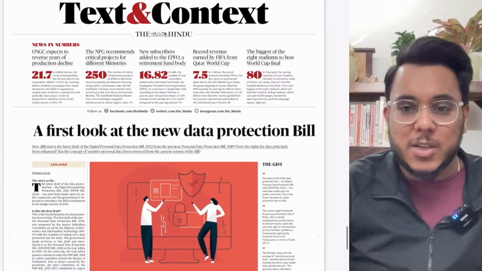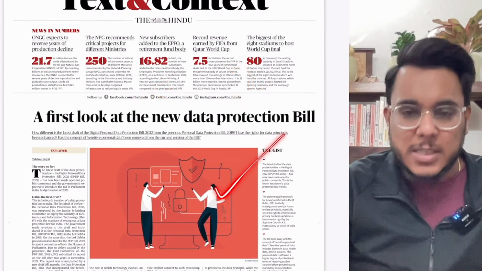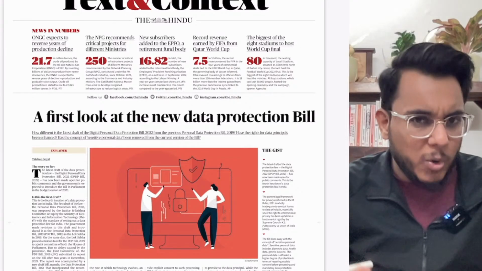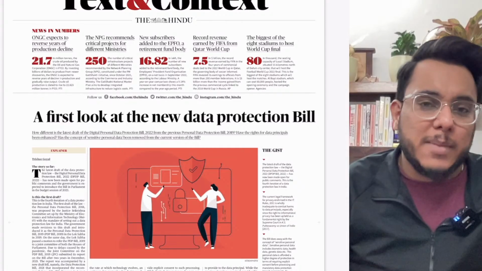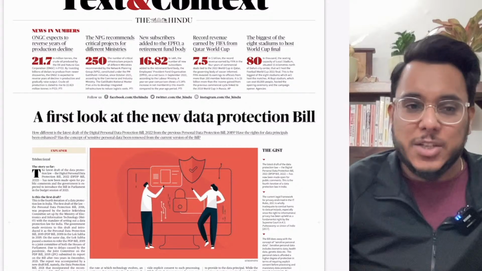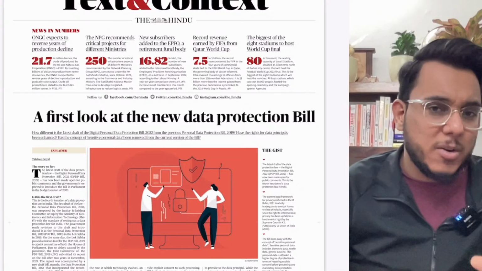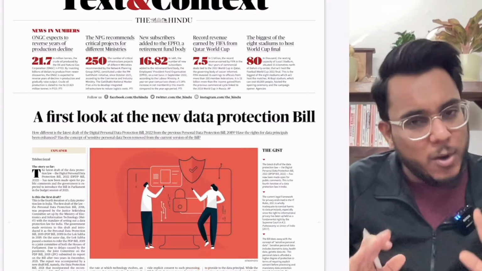Then coming to the text and the context page, a first look at the new data protection bill. We'll see this particular article as to what it is talking about. One more thing I want to tell you, guys, depending on your edition, text and context page sometimes might be at the last also, okay? Or sometimes if you have some different edition, in some editions, I think text and context is not available, okay? But anyhow, I will provide all the notes here.